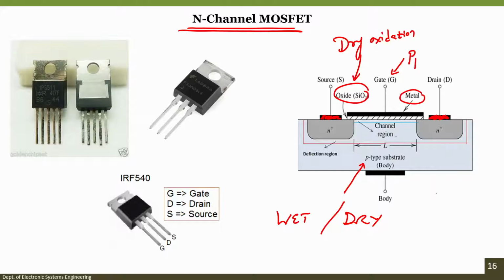P1, this channel, right. When you apply a negative with respect to source, gate is negative with respect to source, what will happen? Gate is positive with respect to source, what will happen? The n type impurities will form a channel. When gate is positive with respect to source, n type impurities are attracted towards the channel, and that is why this will become another plate.